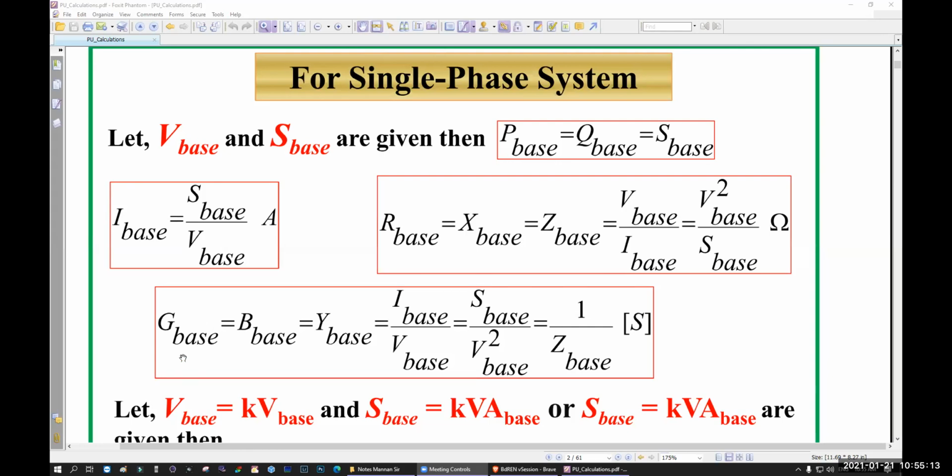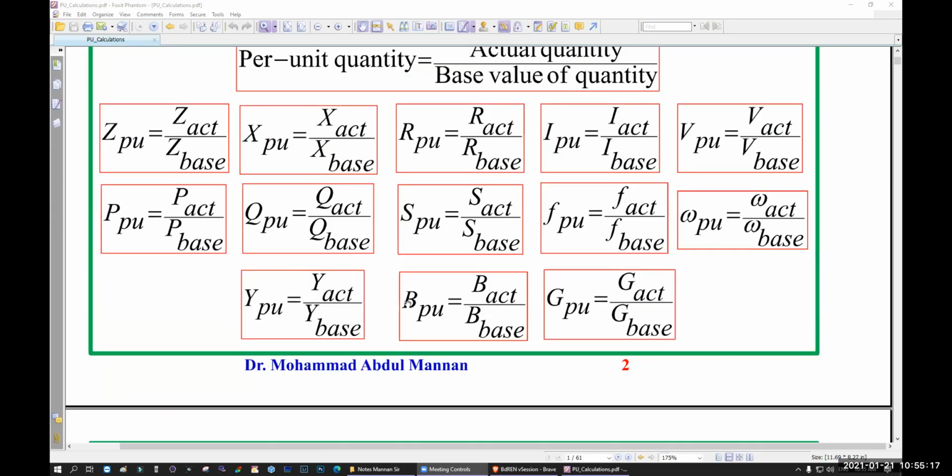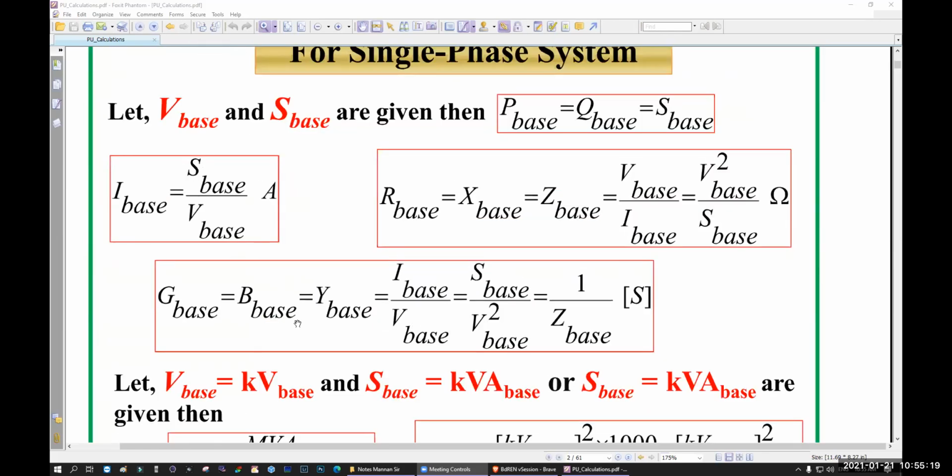Now come to the G base, B base, Y base. Normally you will almost never require B base or G base, but it is good to know that they are all the same. So Y base will be I base divided by V base.